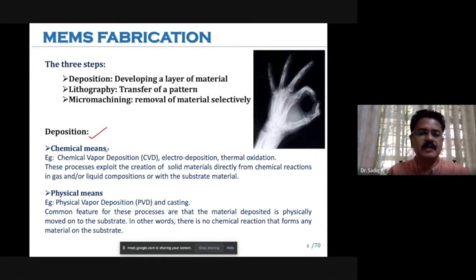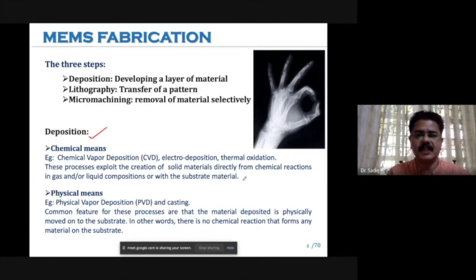Chemical means the chemical reaction happens between something so that a deposit will be formed on a substrate. Chemical vapor deposition, or chemical means, these processes exploit the creation of a solid material, that is the substrate coating, directly from chemical reaction in gas or liquid compositions or with substrate material. So the chemical reaction can be between some gases, it can be some liquid and gas, it can be between liquids, or it can be the reaction of some gas with the substrate itself. So there is a chemical reaction, and the reaction becomes a reason for developing a deposit on a surface. That is called chemical means of deposition.